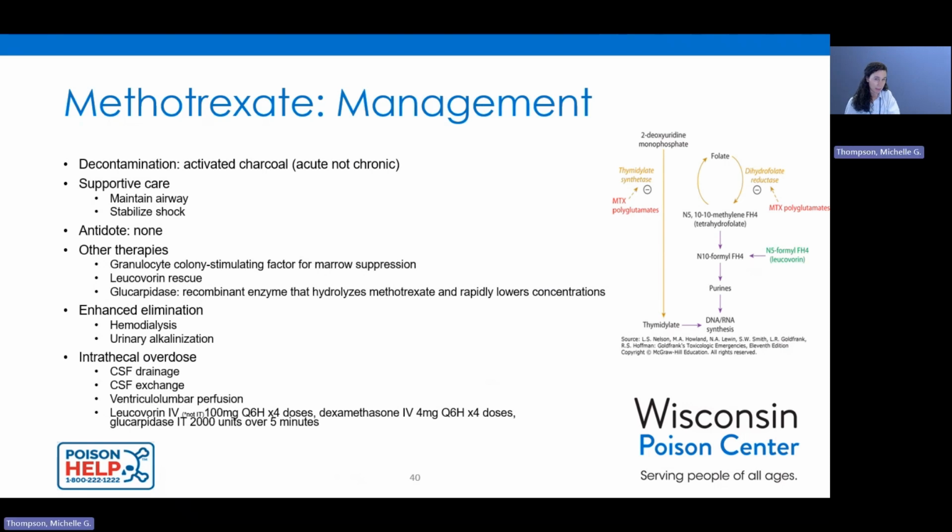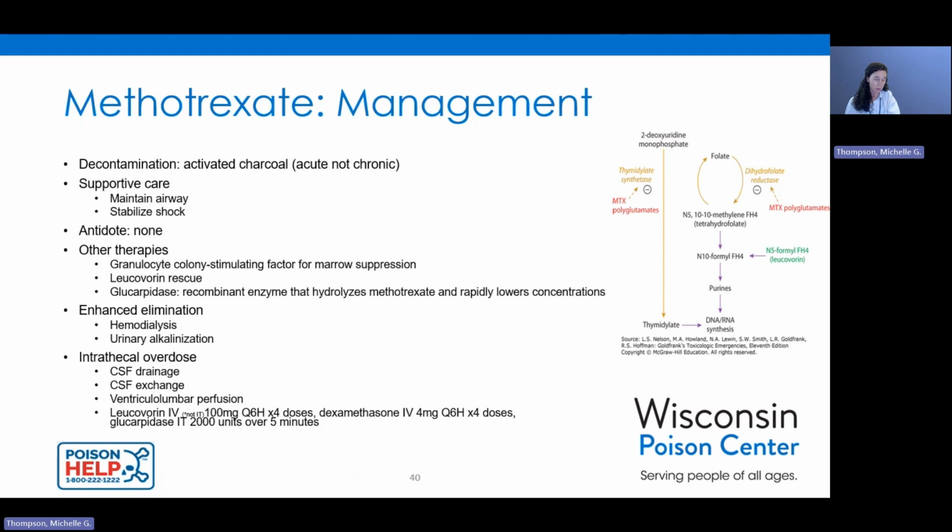Management first starts with decontamination, so activated charcoal can be administered in the acute setting, but is not helpful in the chronic setting due to high tissue concentrations. And then the majority of care is really focused on supportive care. So these patients get very, very sick. We need to stabilize shock. They often are hemorrhaging from their GI tract, and fluid should be administered. We have to maintain their airway. There's no true antidote, but there are some other therapies that can be administered.